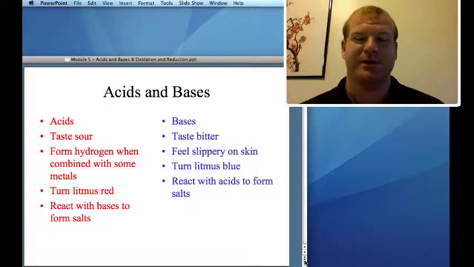Bases taste bitter. So what things are bitter? Certain medicines are bitter. So when you take cold medicine, for instance, it just doesn't taste very good. That bitter taste, that's because it's basic. Bases feel slippery on skin. So soap is a base. Now, bases will feel slippery on skin, but not everything that feels slippery on the skin is a base. For instance, motor oil is not a base, but it feels slippery on your skin. So just because something's slippery doesn't mean it's a base, but bases will feel slippery on your skin. Bases turn litmus blue, and they also make salts.